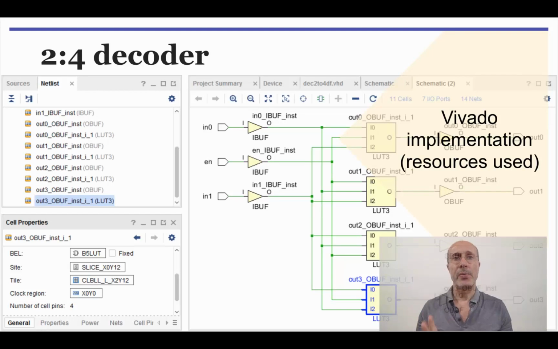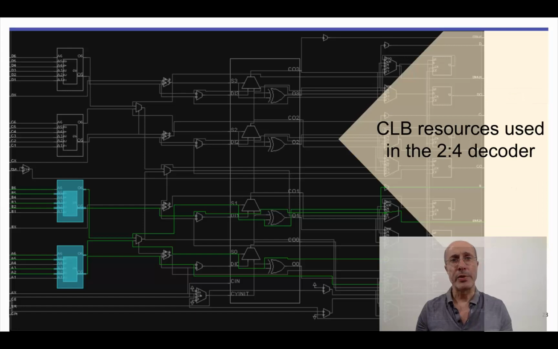Now, this slide shows how the VHDL description provided was actually implemented. Notice that it uses 4 lookup tables with 3 inputs each, and that the resources needed are actually 11 cells, 7 I/O ports, and 14 nets. You can also see that the lookup table highlighted at the bottom is shown on the left as being implemented in a CLB located in column 2, line 12 of the FPGA structure. The resources used in this CLB and their interconnections are shown in this slide.